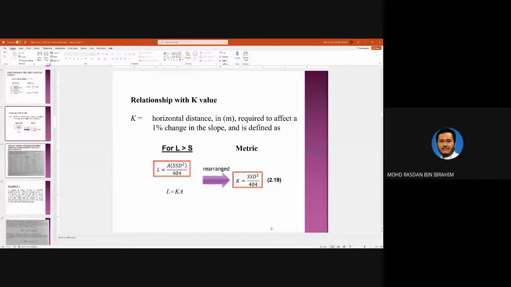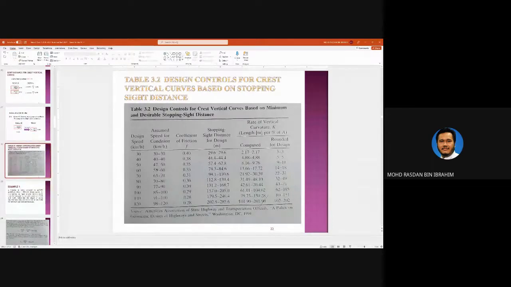Okay. This is the design controls for crest vertical curve. So this is the value of k. They have calculated design speed and the minimum and desirable value of k.